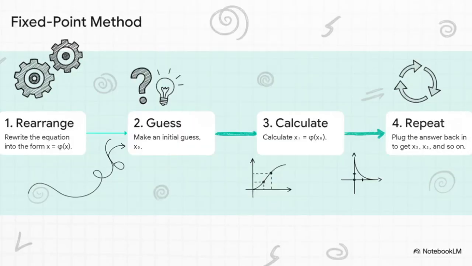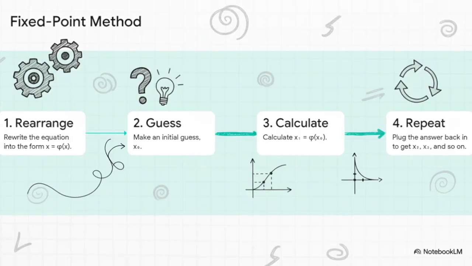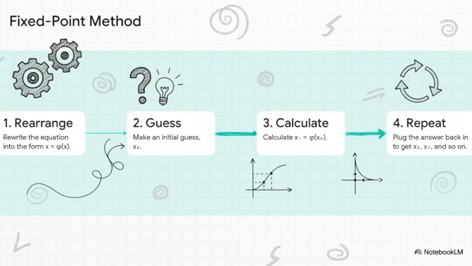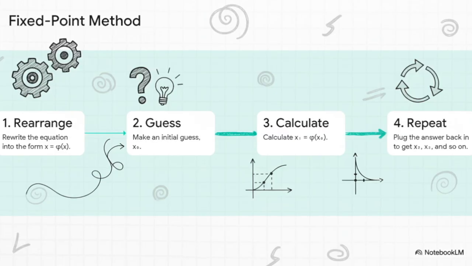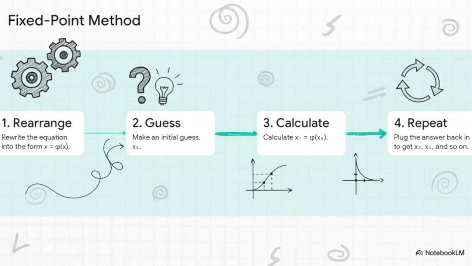This leads us right to the method itself, fixed point iteration. And it's basically a feedback loop. First, you rearrange your equation so you have x all by itself on one side. Then, you just make a guess to start things off. We'll call it x0. You plug that guess into your function to get a new number, x1. And here's the cool part. You take that new answer and you plug it right back in to get x2. You just keep doing that over and over again, letting each answer become your next guess.